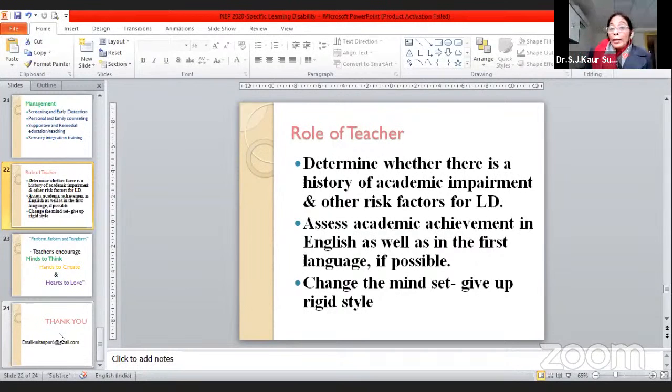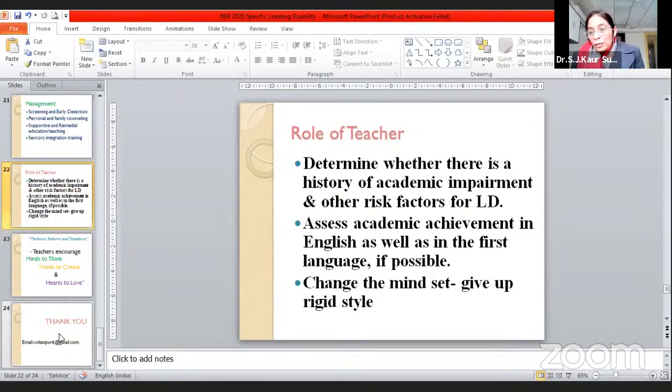And then you can assess academic achievement, because that child is intelligent, but there is low achievement. I told you, there is a discrepancy between intelligence and the academic achievement of an LD child. So you can assess that, in English if it's an English medium school, as well as in the first language. The National Education Policy has also said that children should be taught till primary classes in their mother tongue. So the state board schools teaching in Hindi, or in Maharashtra, can teach in Marathi like this. So you can test that also.